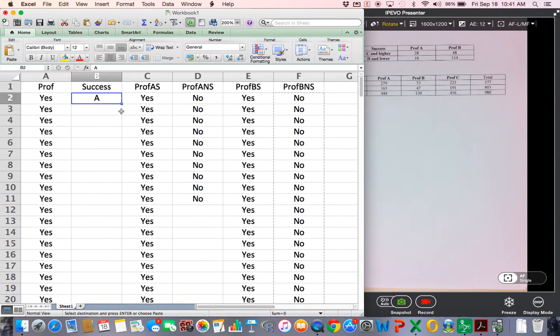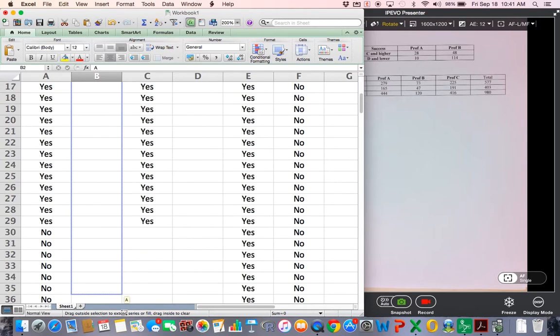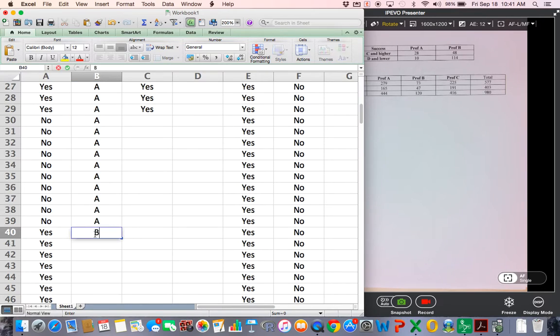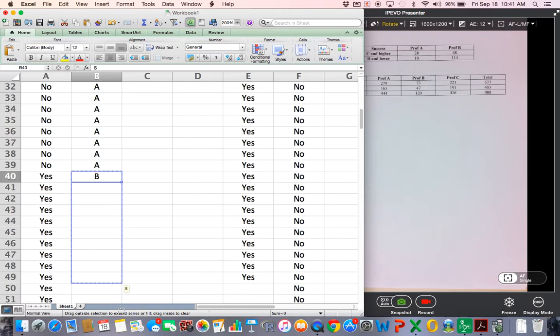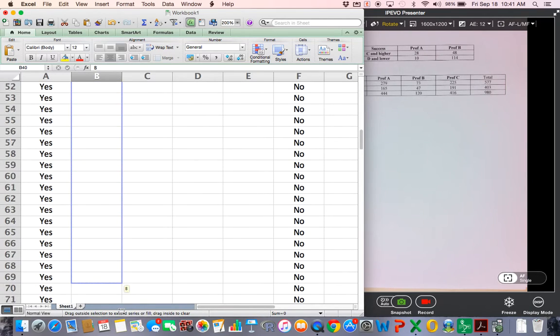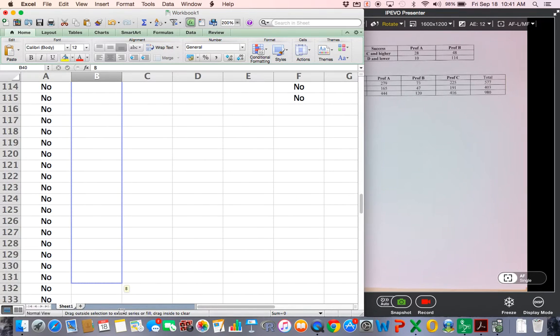All right, gang, the first yeses and nos go with A. And the others go with B. So always remember that your data set in the end needs individual information on the rows and variables in the columns.